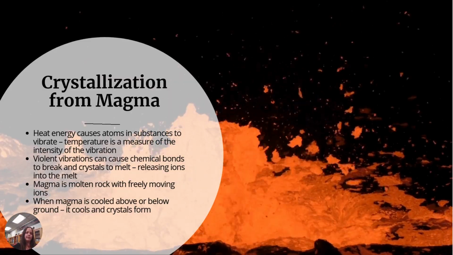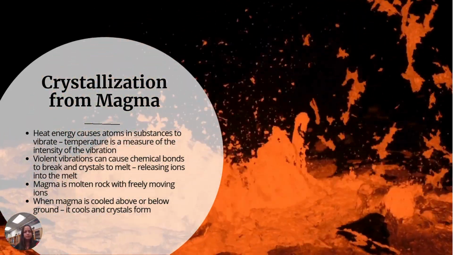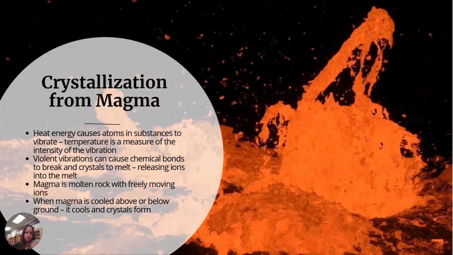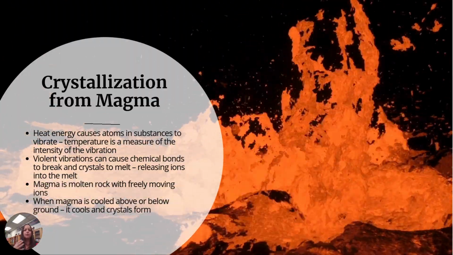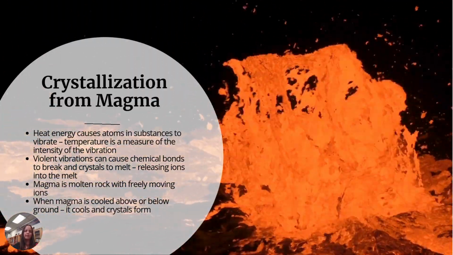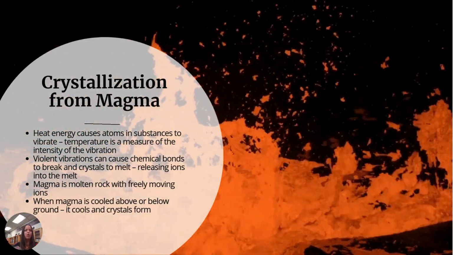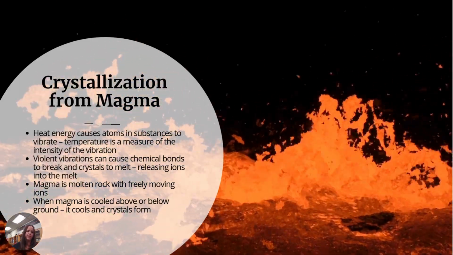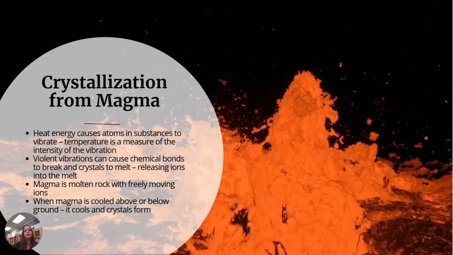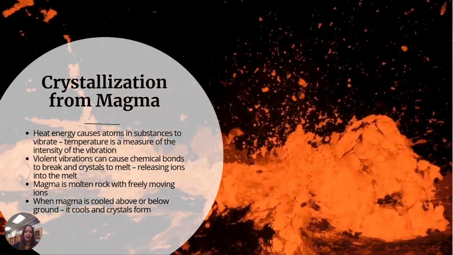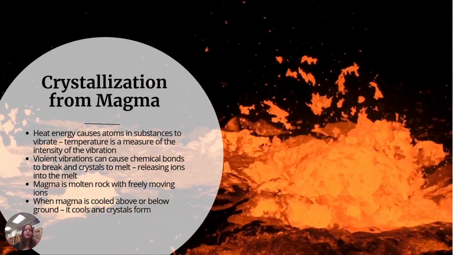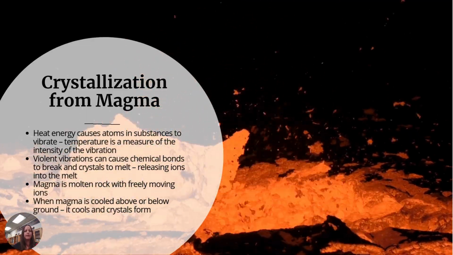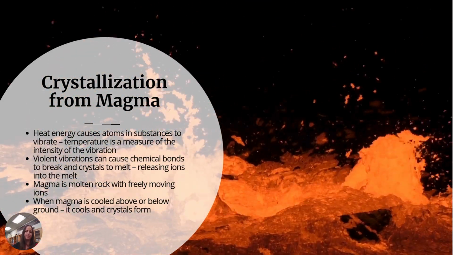And then, like I said, crystallization from magma. Heat energy causes atoms and substances to vibrate, and the temperature changes what's happening in the earth. Crystals can form when that magma either solidifies underground and cools, or it erupts out of a volcano and cools at the surface, and then crystals can form there. We'll talk about big crystals versus small crystals and where they come from in these settings. But magma is essentially just molten rock with free moving ions and chemicals moving around. They're finding bonds, they're forming crystalline lattices, and then eventually when it cools, those crystals form.